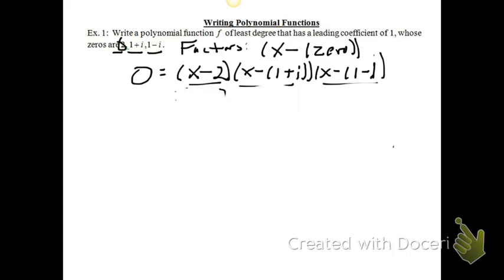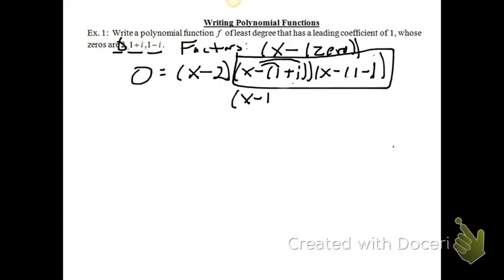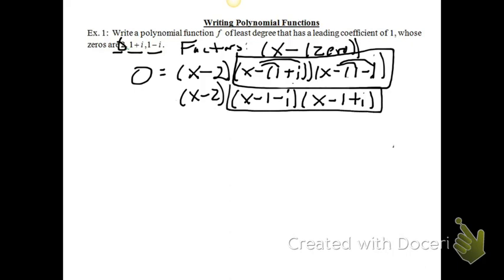Let me erase all of that. All you have to do then, guys, if you have the factors, is multiply these out. And I always recommend starting by trying to simplify these imaginary factors. I'm going to begin by distributing the negative. So this factor becomes x minus 1 minus i, and this factor becomes x minus 1 plus i. Now don't forget, we also have the x minus 2 sitting over here.